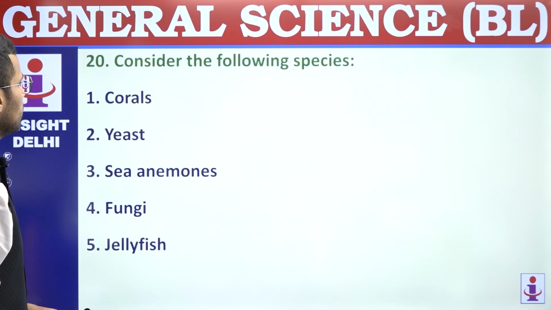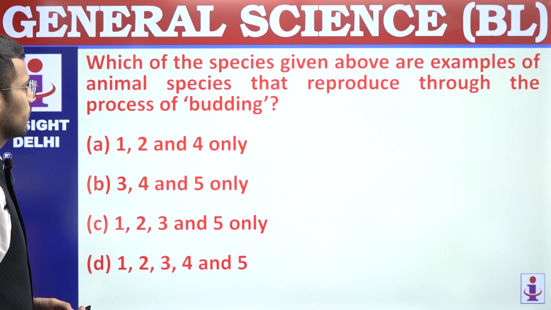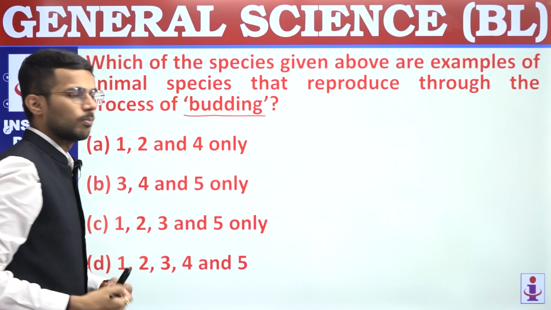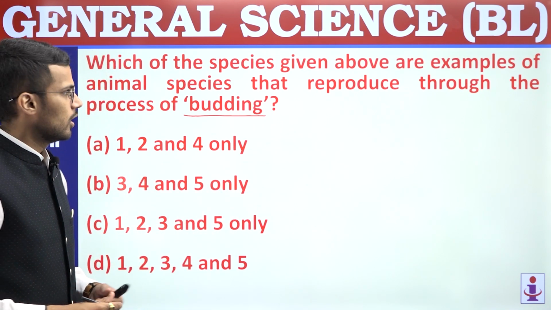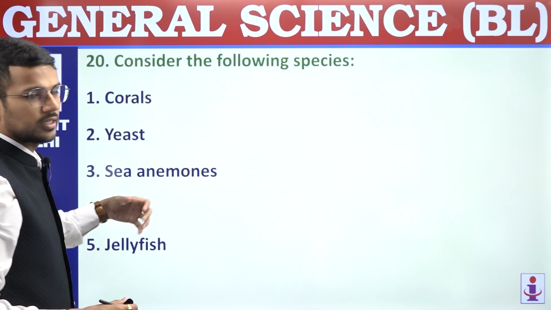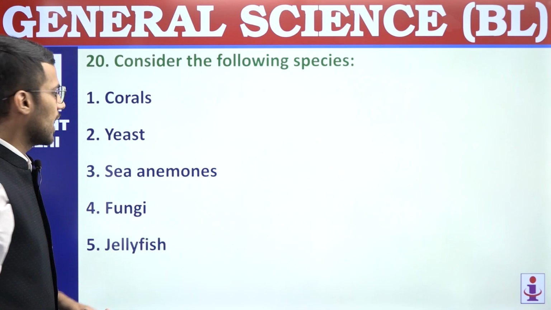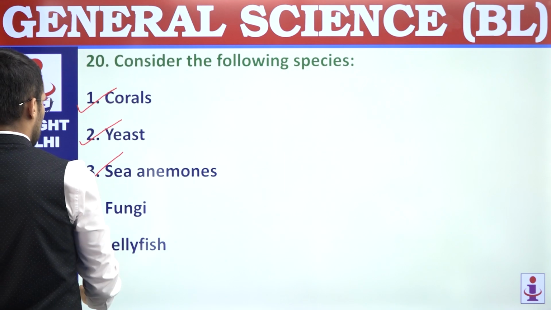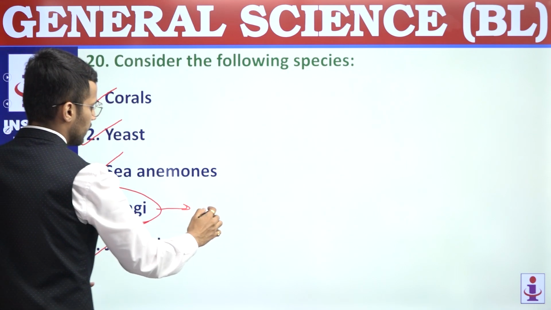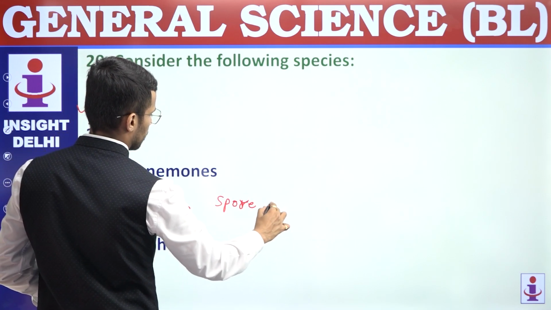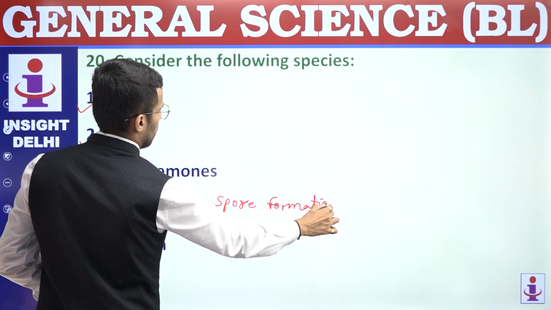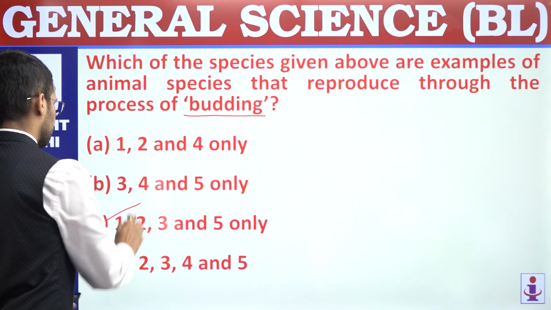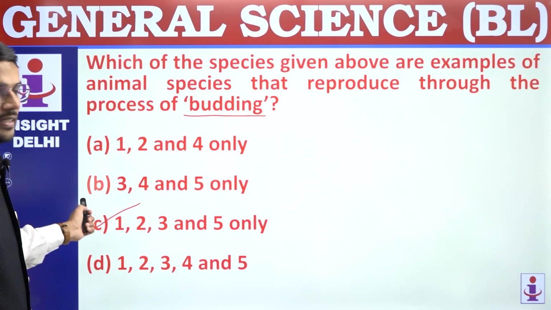Next, question number 20. Consider the following species. Which of the species given above are examples of animal species that reproduce through the process of budding? So budding is a kind of asexual mode of reproduction. So out of these species, which of the species reproduce using budding as a process? Budding is followed in corals, yeast, sea anemone and jellyfish. On the other hand, fungi reproduce by spore formation. So first, second, third and fifth are correct. Fourth is incorrect. So question number 20, answer should be C.